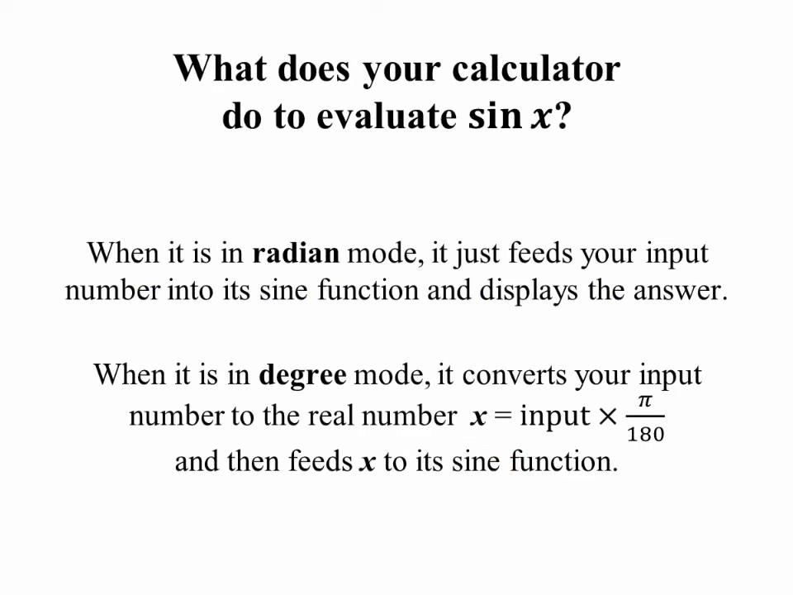And finally, just as a reminder, do you know what your calculator does when you use it to evaluate sine of x? Well, when your calculator is in radian mode, it just feeds your input number into its sine function and displays the answer because your input's a real number and its sine function works on real numbers. But when the calculator is in degree mode, it quietly behind the scenes converts your input into a real number by multiplying it by pi over 180. So now it's a real number in radians if you like, and then feeds that real number into its sine function.